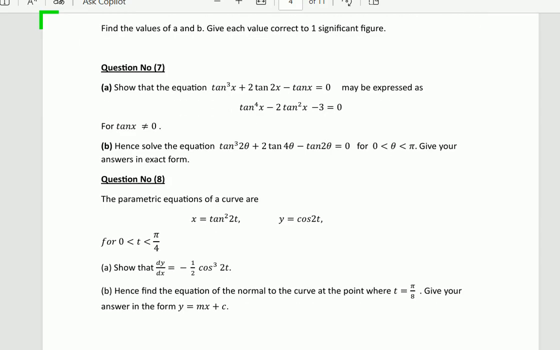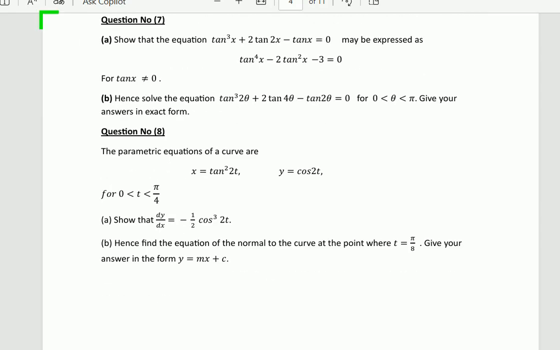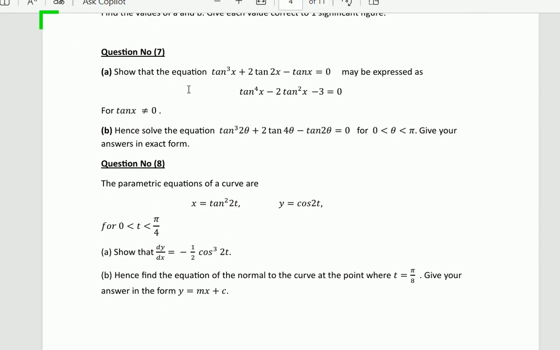The next one is question number 7. Part A: show that the equation tan cubed x plus 2 tan 2x minus tan x equals 0 can be expressed as tan to the power 4 x minus 2 tan squared x minus 3 equals 0, for tan x not equal to 0. Part B: hence solve the equation tan cubed 2 theta plus 2 tan 4 theta minus tan 2 theta equals 0 for 0 less than theta less than pi. Give your answer in exact form.